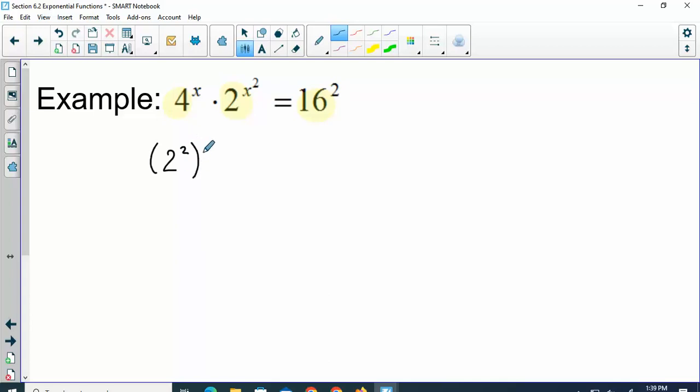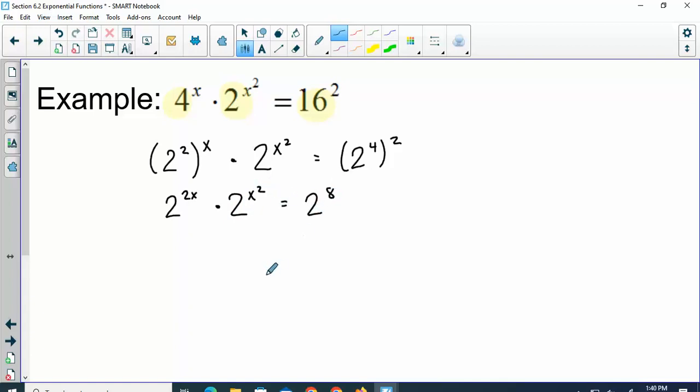So 4 is 2 squared. 2x squared. 16 is 2 to the 4th. So this becomes 2 to the 2x times 2 to the x squared equals 2 to the 8th. When these are multiplied, what do you do with your exponents? So that's x squared plus 2x.